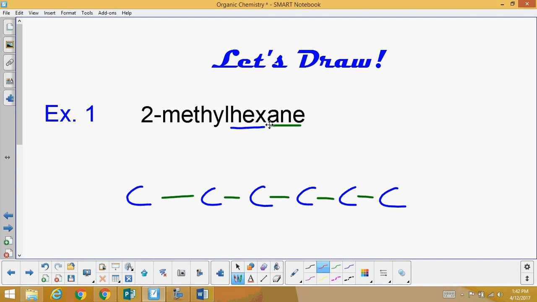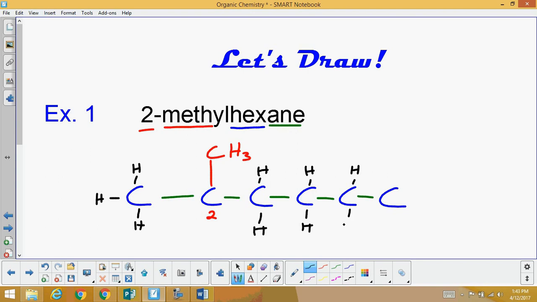Then we've got 2-methyl. So I'm just going to go left to right. We're going to add our methyl group. So this is going to be C, and we know methyl is CH3 for the group. And it's at number 2. So it's going to be 2-methylhexane. And then from now on, you just have to add your carbons, making sure each one has 4 bonds to it. So making sure you add enough hydrogens to each one.